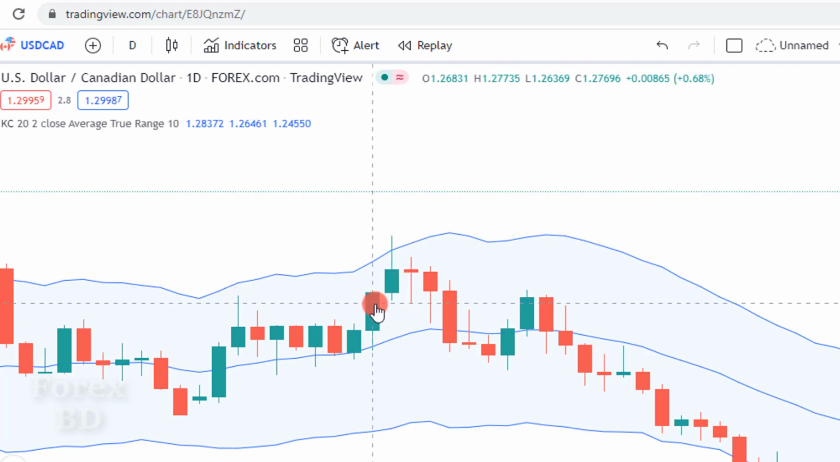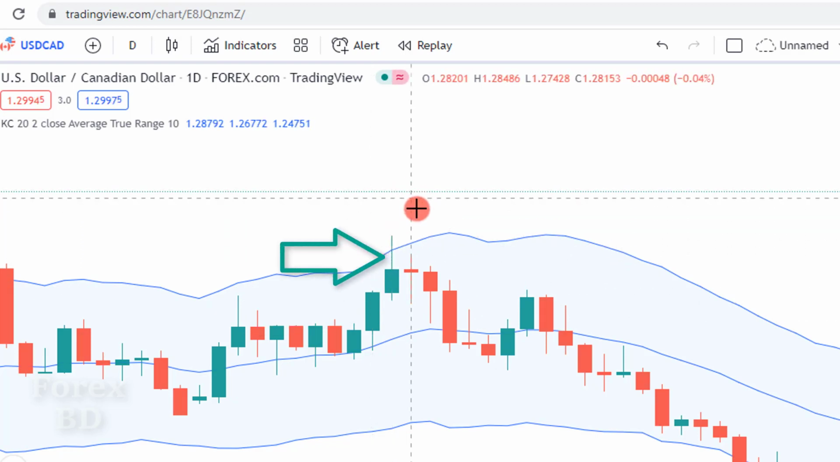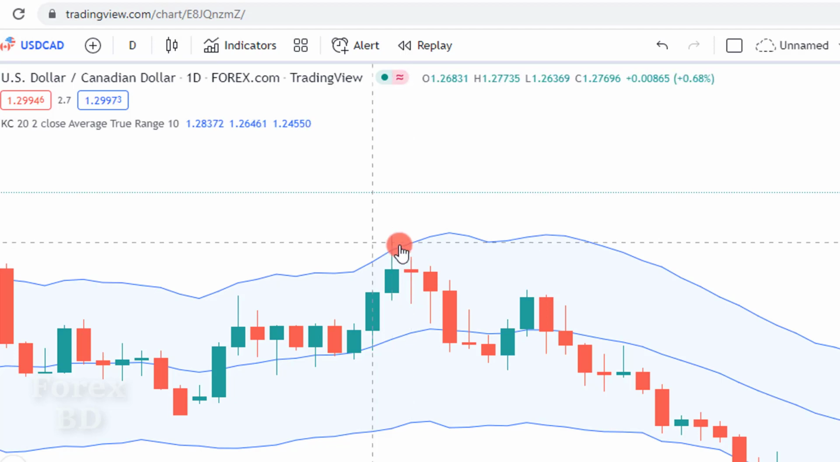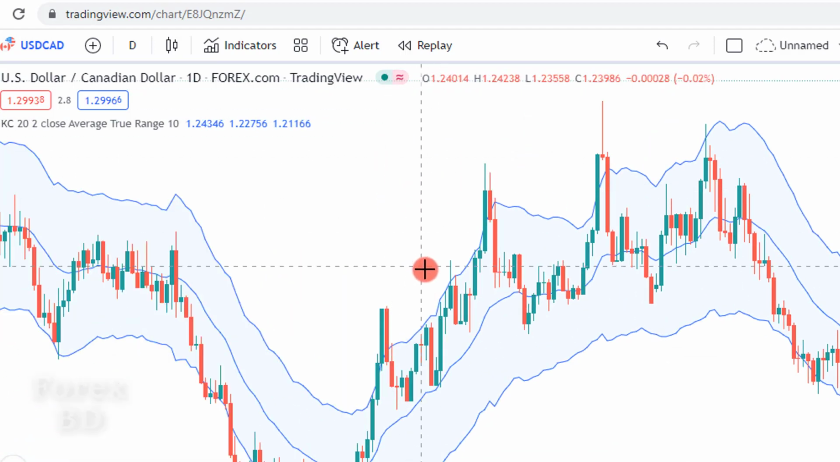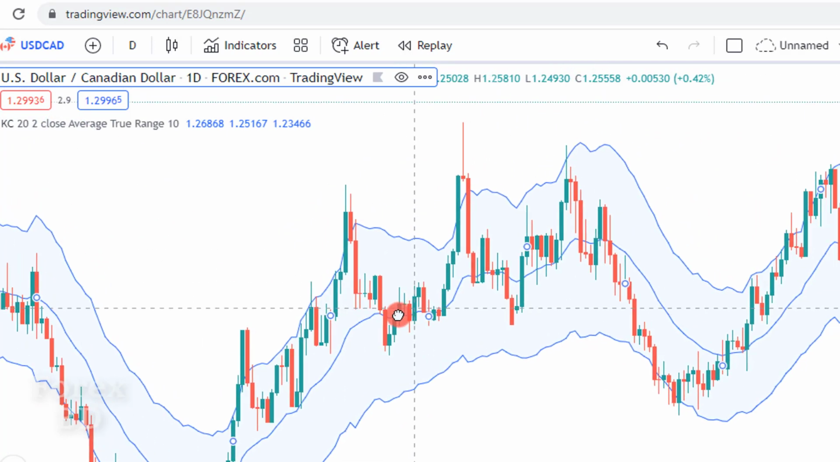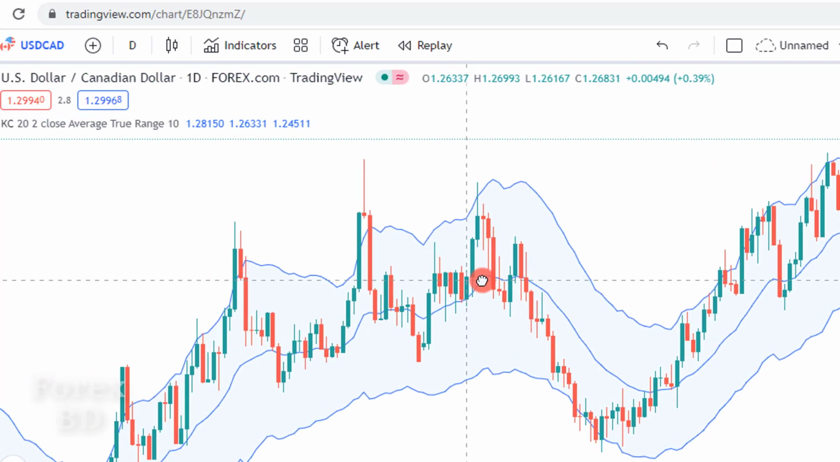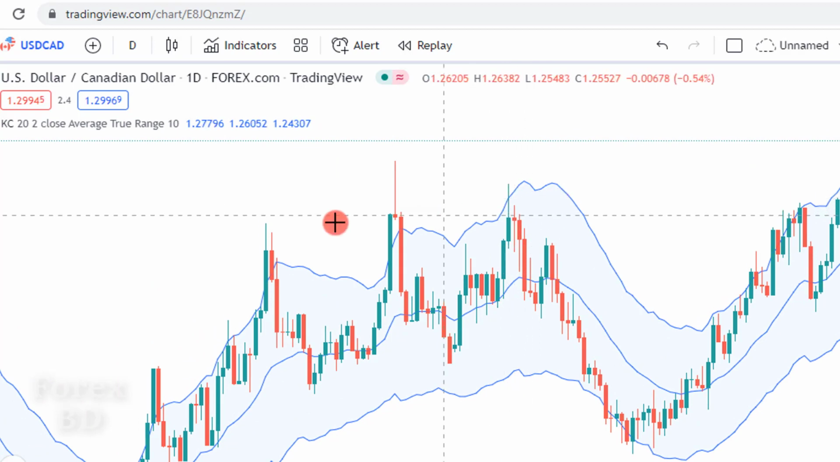You must know what is body and shadow. The thick part is called body and the thin part you see is called shadow. So your main job will be, you can take a sell entry when the candle touches the upper line with shadow. That's why you have to wait until the candle is finished. So the main thing is that you will wait when the market touches the upper line. Then when the candle is finished, you will see whether the candle touched with shadow or body. If the candle touched the upper line with shadow, then you will take a sell entry.